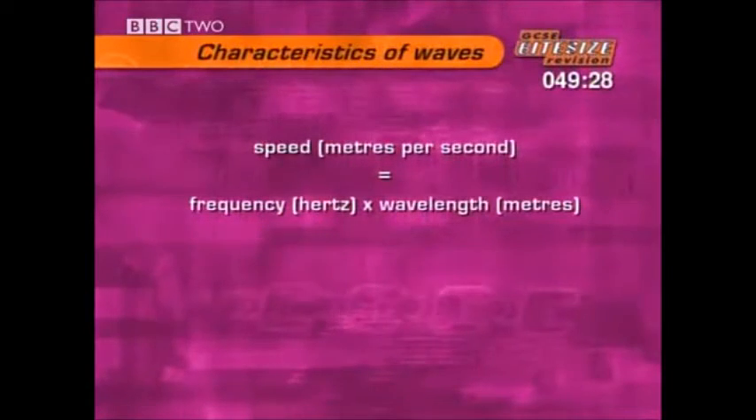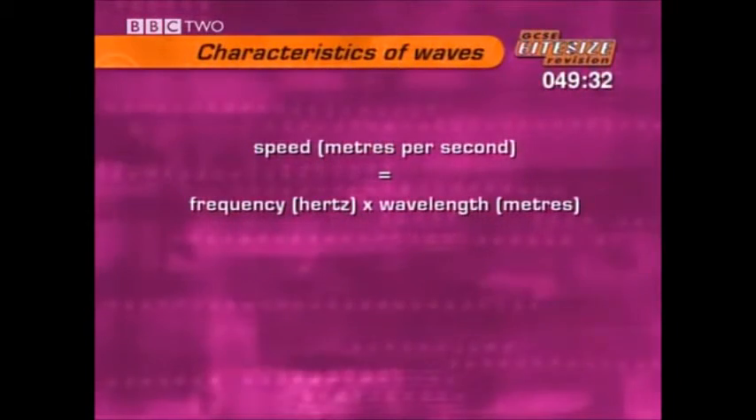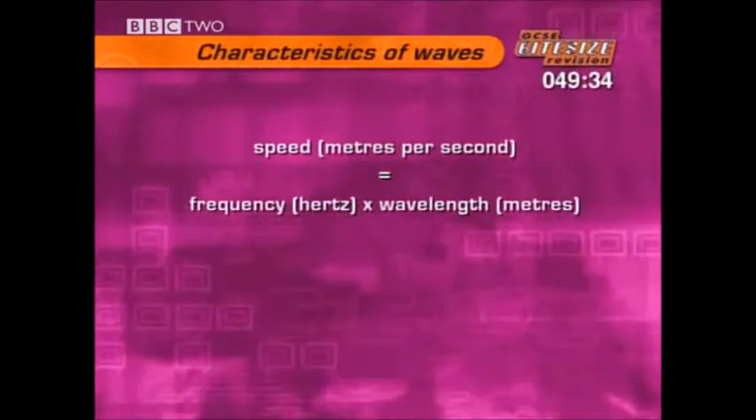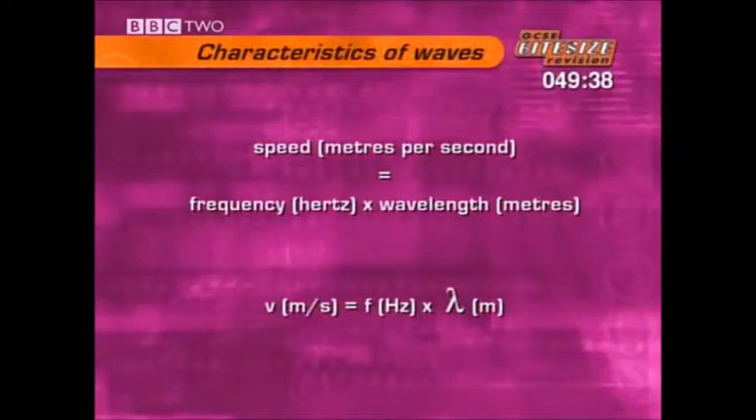You can calculate the speed of a wave. The speed of a wave in meters per second is equal to the frequency in hertz times the wavelength in meters. That's V equals F times lambda.